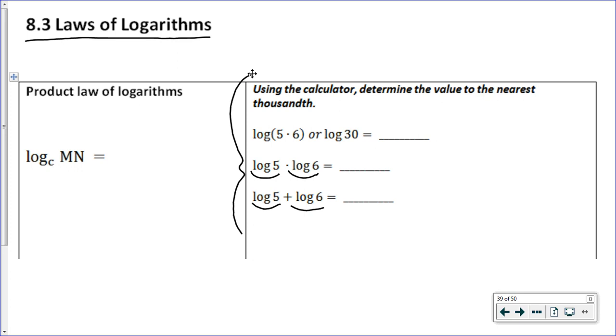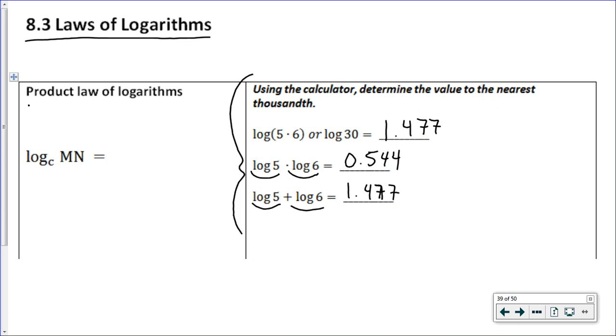So this might be a good point to pause the video and calculate those. And what you should see is that it comes out to be 1.477. If we round it, 0.544. And down here, 1.477.